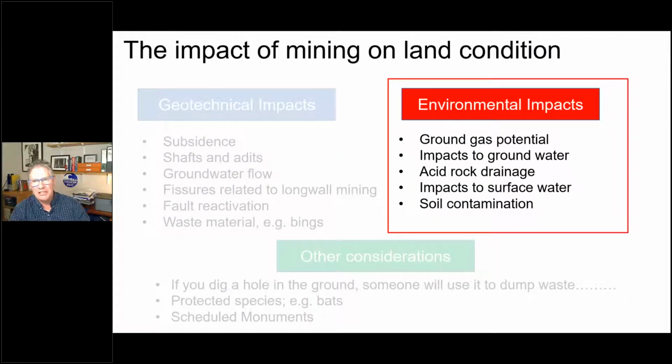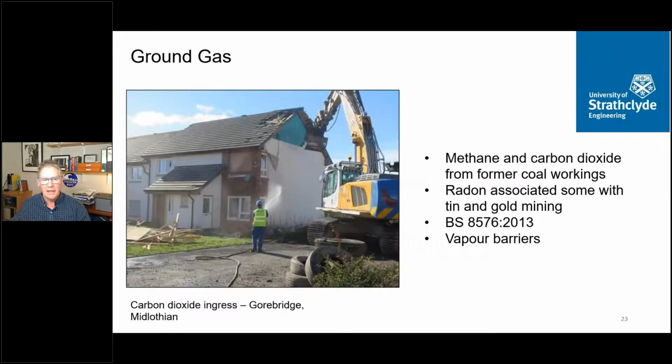Great. So changing gears, looking at some of the environmental impacts. I'm going to go through these fairly quickly for coal mining. Ground gas, as we've mentioned, is a significant hazard, particularly in central Scotland, and there have been some well-documented incidents such as Gorebridge here. Primarily methane and carbon dioxide are the main culprits, and there are some very detailed BS standards and other guidance on how to address and mitigate those hazards.